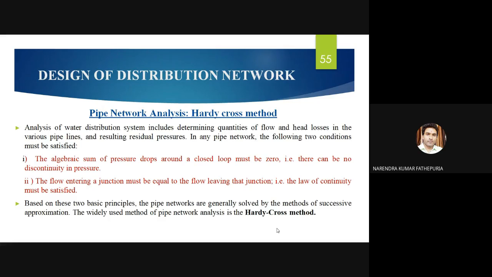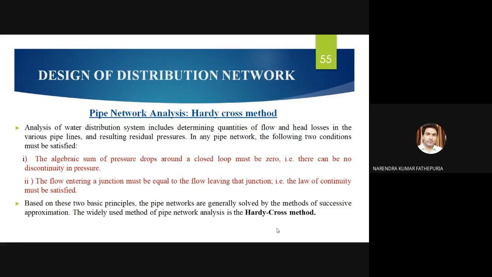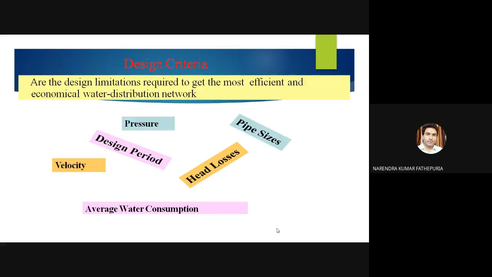Now we'll come to the actual design of the distribution network. For pipe network analysis, the most feasible method is called the Hardy-Cross method. First, we'll go through the design criteria, then I will talk about the Hardy-Cross method. While you're going for pipe network analysis, the Hardy-Cross method is very effective. I will talk about it later. These are the things you have to understand for the design criteria.